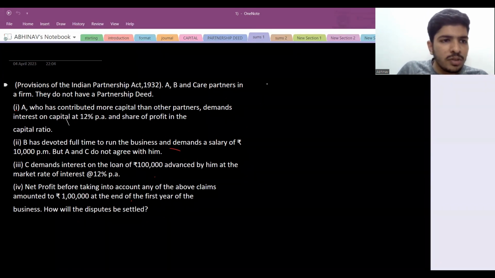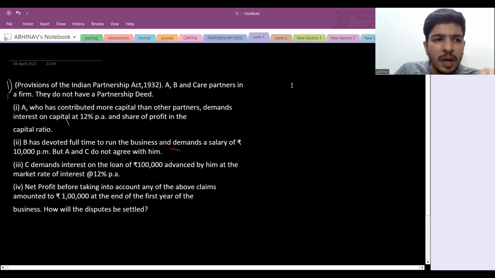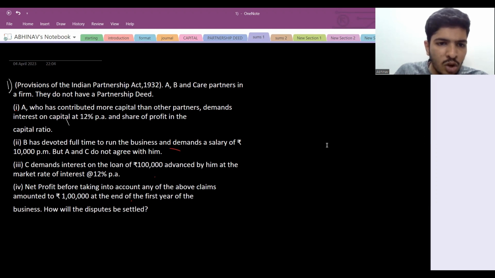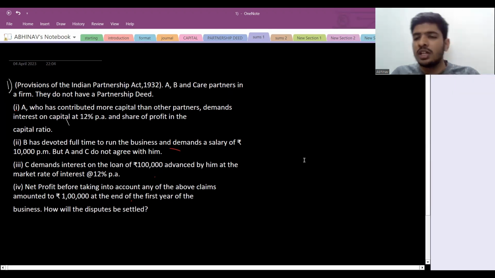So this is the first question. This is related to when there is no partnership deed. So here, A, B, C are partners in a firm. They do not have a partnership deed. Now, first case, A, who has contributed more capital than others, demands interest on capital at 12% and share of profit in the capital ratio. And second point, B has devoted full time to run the business and demands salary. C demands interest on loan at 12%. Net profit is this much. How will the disputes be settled?